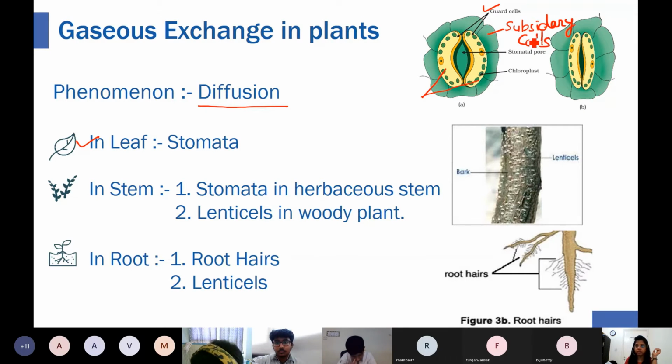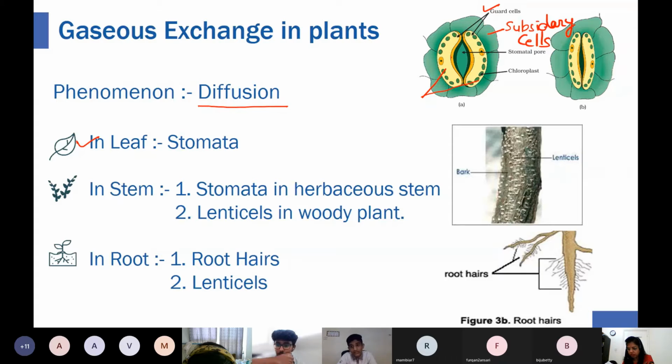Mesophyll cell also you can say. So it is the stomata open. When the guard cell will lose water to the surrounding medium, then the guard cell structure will come closer and we will say the stomata are closed. Open stomata, the guard cells are turgid; closed stomata, they become flaccid.